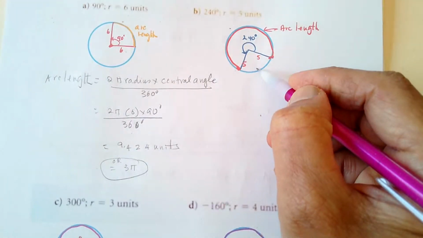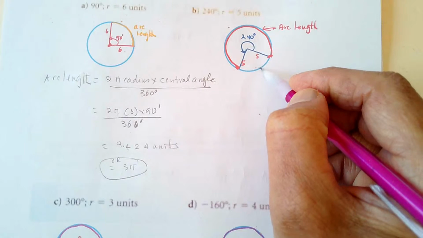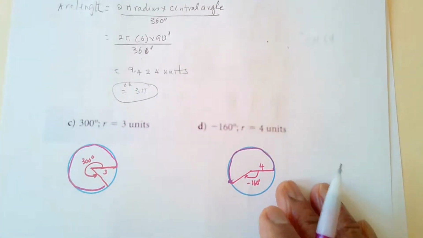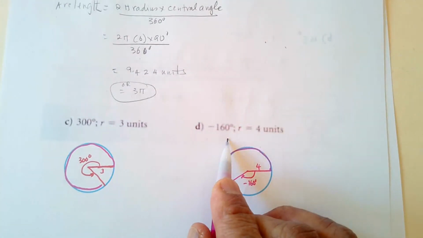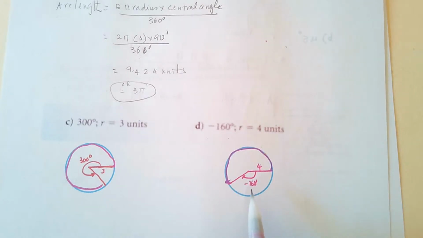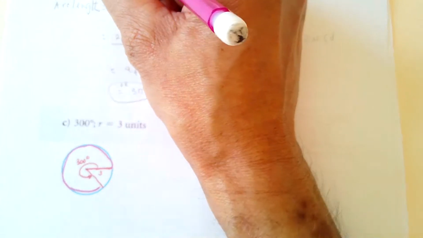The same thing would apply to this one. I'll let you try 2b. This is from your textbook. Negative now. I'm going to try that negative one. And you notice it wouldn't make any difference. So the arc length here, we can say it is 3 pi.